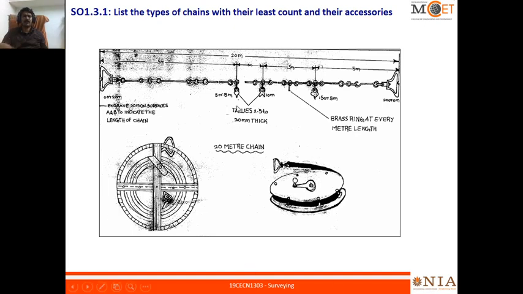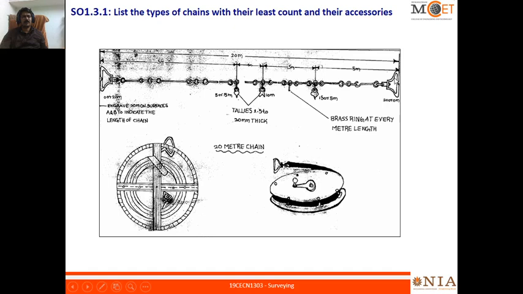How can I identify where is 1 meter, where is 5 meter? For that, at every 1 meter there will be a small ring hanged, and at every 5 meter, from this end, from that end it is 15, right? For a 30 meter chain, there will be a small shape like this. These different shapes are called tallies, right? So for every 5 meter there will be a tally. Next, at the 10th meter there will be another tally. At the 15th meter another tally, and last is the 20 meter.